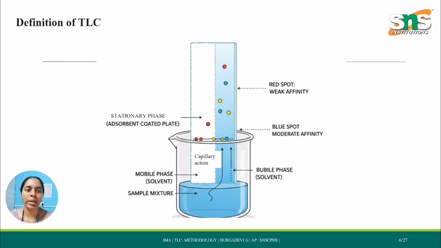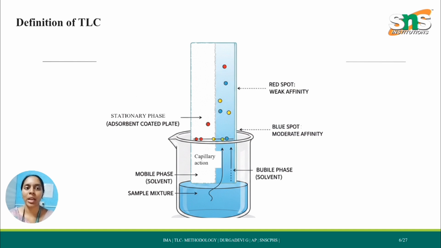In this diagram we can clearly see the mobile phase is kept in a chamber, and the stationary phase is dipped into this mobile phase system after application of samples. As the solvent keeps moving against the gravitational force through capillary action, we can see the samples are separated, and they are all developed into different spots. They have moved different distances.